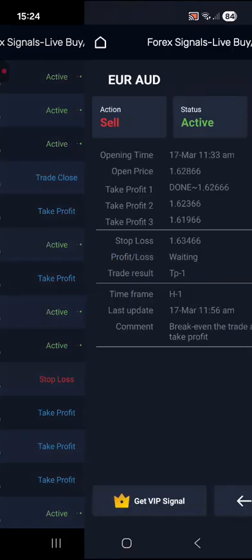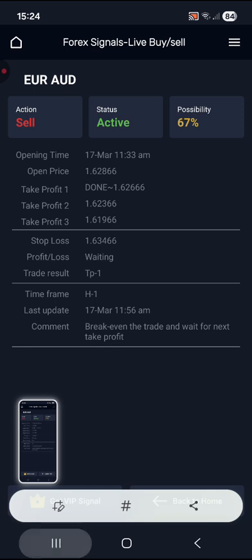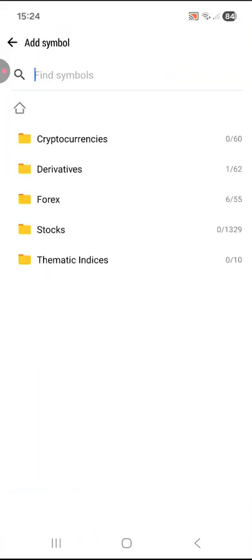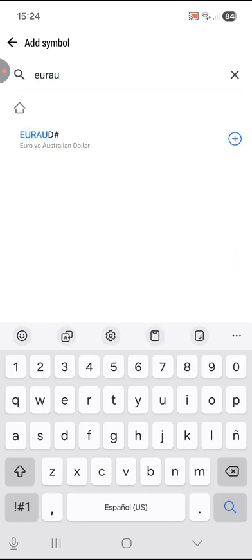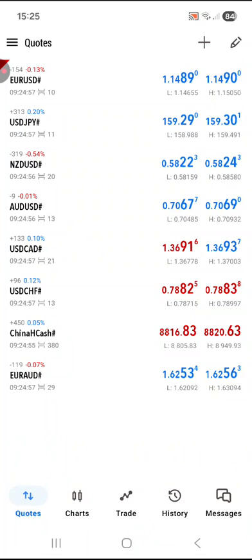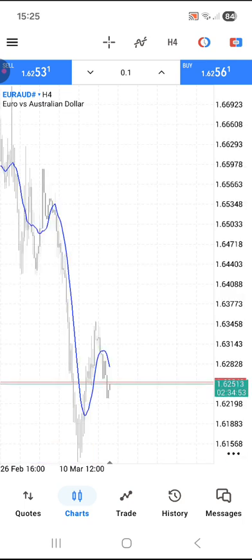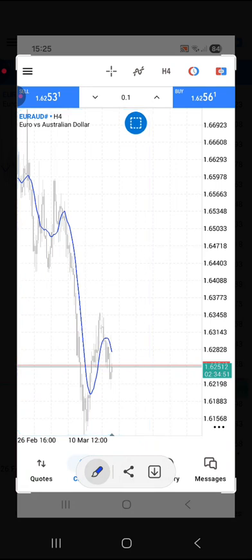So Euro AUD. Sell Euro AUD. So let's go here. We don't have that one yet. So let's add it. EUR AUD. Let's see if this is a good sell order. So we're on the 4-hour chart. It's telling us to sell Euro AUD. Is this a good sell?